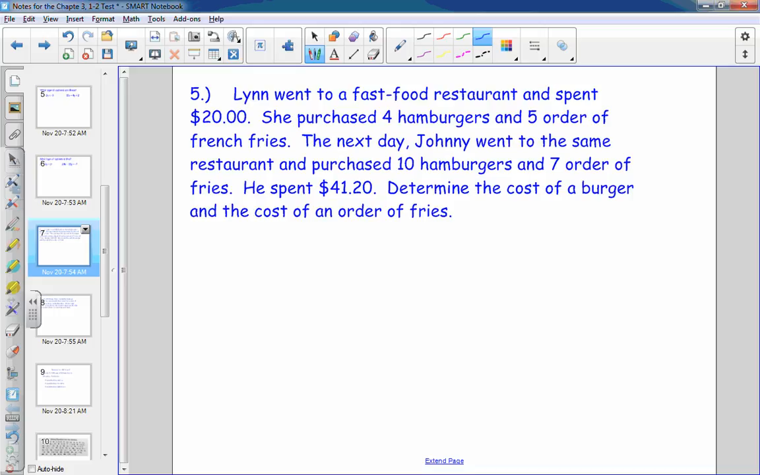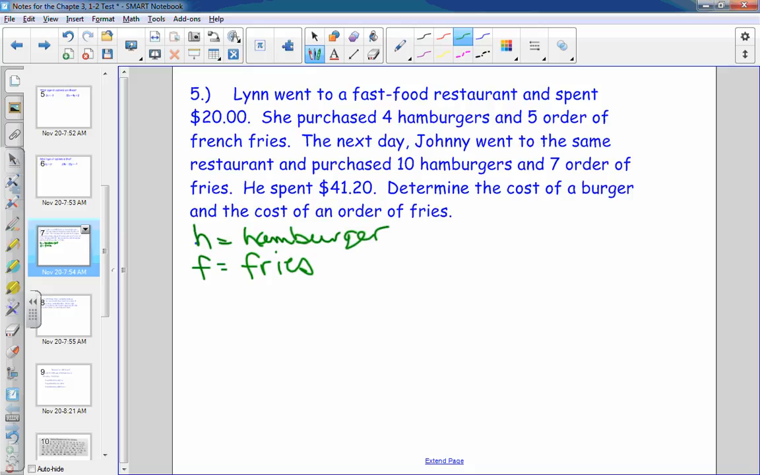Now, Lynn went to a fast food restaurant and spent $20. She purchased 4 hamburgers and 5 orders of French fries. The next day, Johnny went to the same restaurant and purchased 10 hamburgers and 7 orders of fries. He spent $41.20. Determine the cost of a burger and the cost of an order of fries. Well, my variables are going to be, H is going to be for hamburgers. And then I'm going to have F is equal to my French fries.